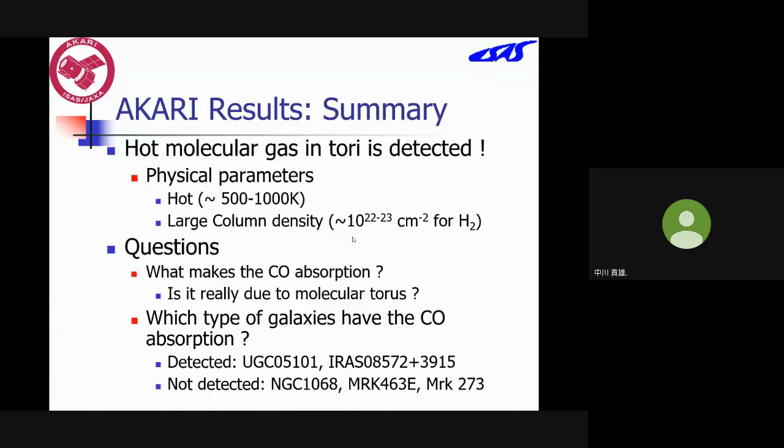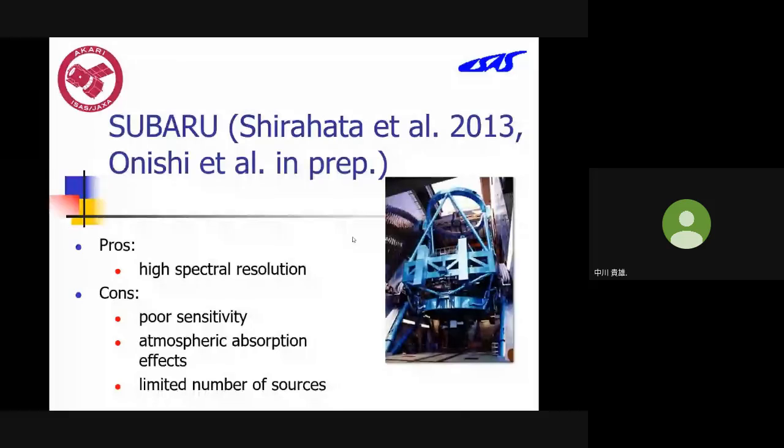But unfortunately, we cannot make spectroscopically resolved observations, so we went to Subaru to make the best use of the high spectral resolution. But unfortunately, the sensitivity, even with an 8-meter telescope, in the M-band makes observations very difficult. So the number of sources which could be observed by Subaru is very much limited. So they are pretty much complementary with Akari.